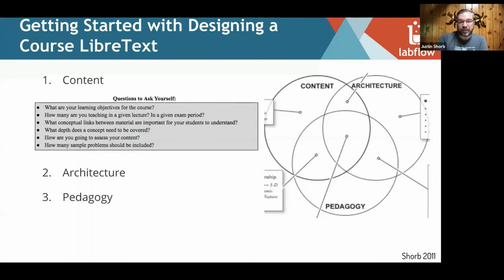What conceptual links between material are important for your students to understand? So is it important that one of your learning objectives ties something on exam 2 back to exam 1, or from this book that you're reading in your English class back to another book that uses a similar period in history or something like that? What depth of a concept needs to be covered? Being very specific about how deep into a topic you want to go. Most of us know you can go all the way down to a PhD level depth in a topic. But that's not just for the teacher, that's for the student as well. Write your learning objectives and your course so that it's very clear at what point is deep enough.